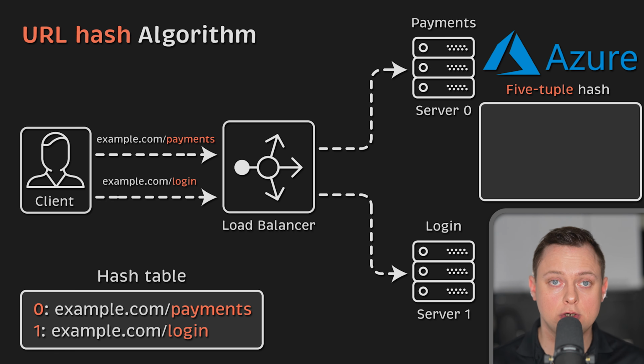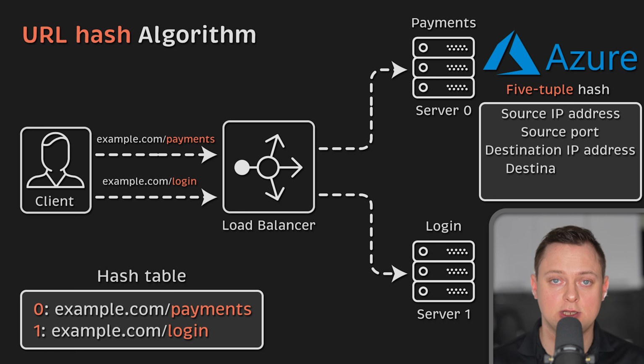For example, Azure uses 5-tuple hash, combining source IP address, source port, destination IP address, destination port, and IP protocol. A similar approach is used by AWS and GCP.